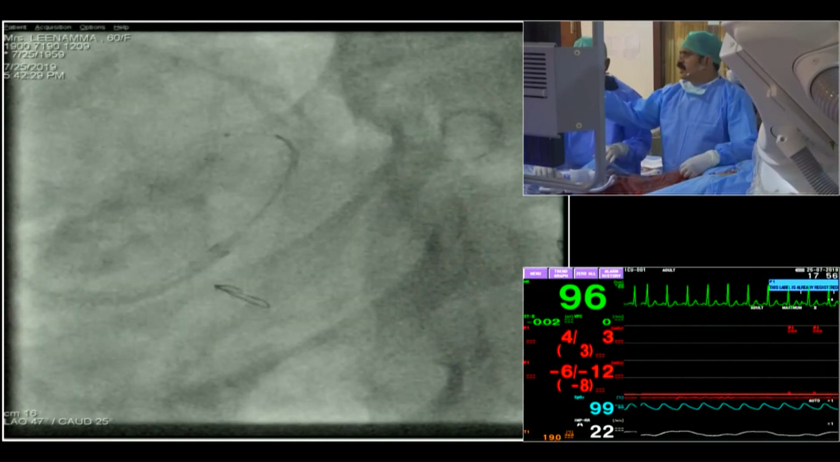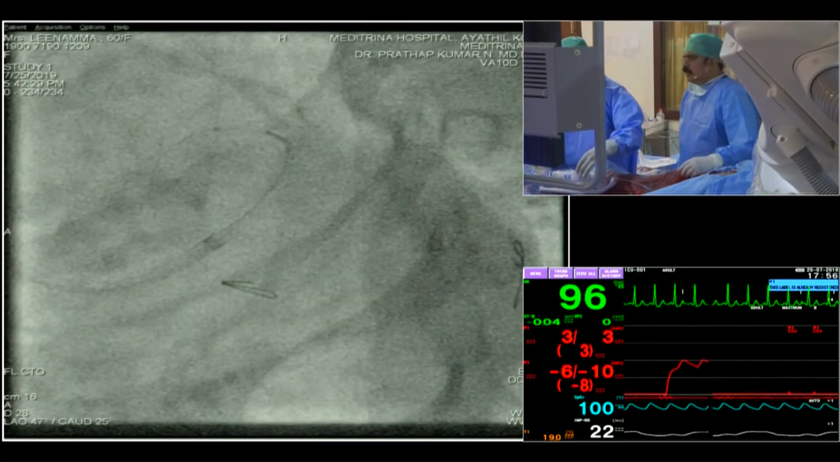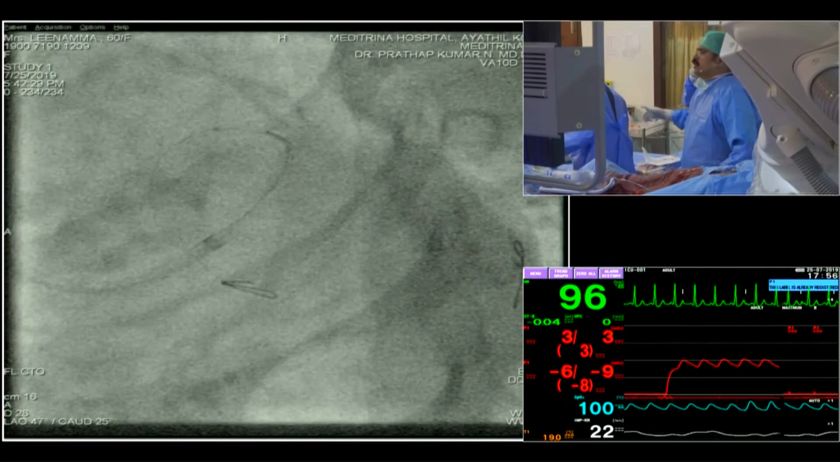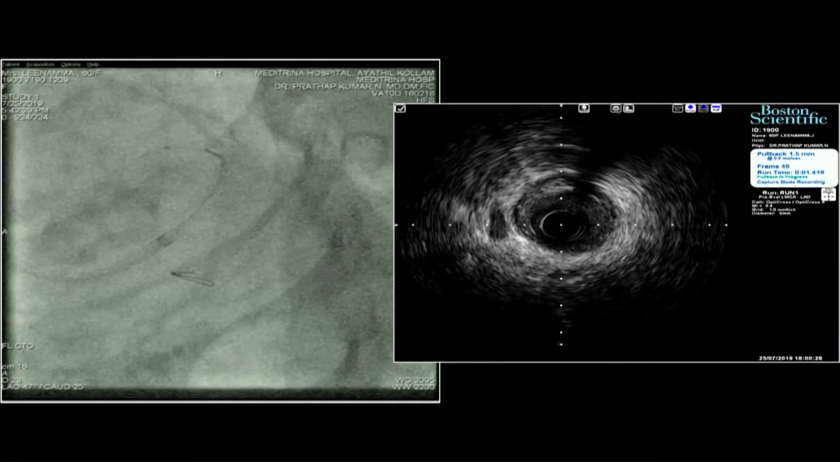Okay, IVUS. Can we see the IVUS now? Can you show the IVUS image? We can't see it yet. There we go. Now we see it.